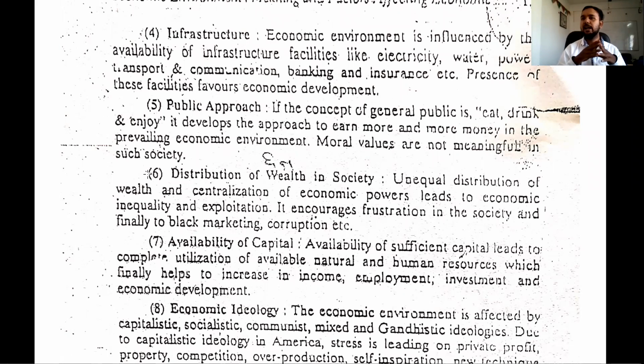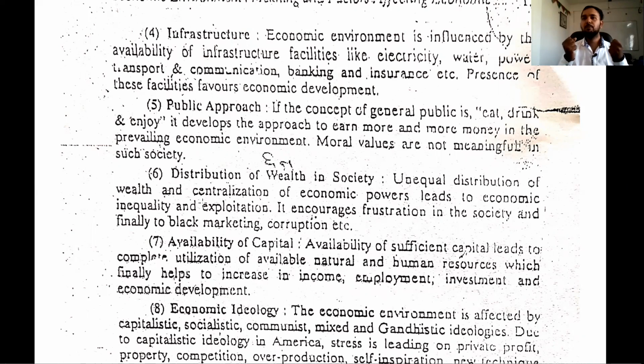Now, distribution of wealth in society. In a country like India, we have a very unequal distribution of wealth. So this might also affect the company, and it is also considered an external factor of the company. Unequal distribution of wealth and centralization of economic power leads to economic inequality and exploitation, because I have heard somewhere that the poor become poorer every day and the rich become richer every day. So why does this happen? Most of the national income, the majority part of the national income, is taken by the rich class people.